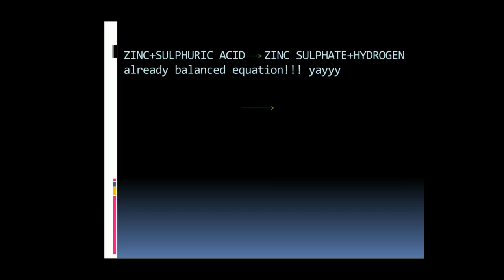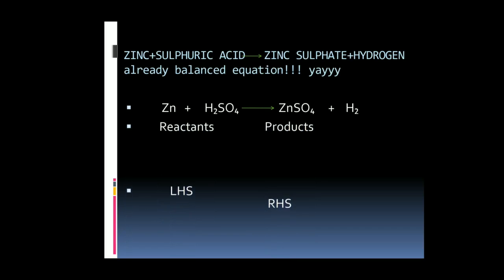A word equation in the chemical equation shows the change of reactants to products through an arrow placed between them. The reactants are written on the left hand side, the products are written on the right hand side.